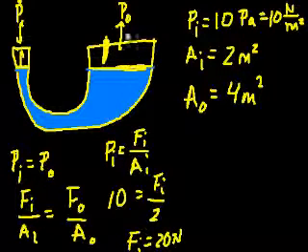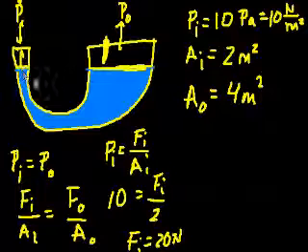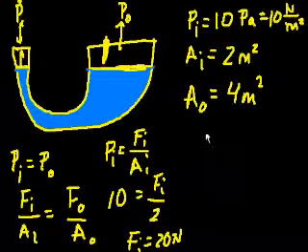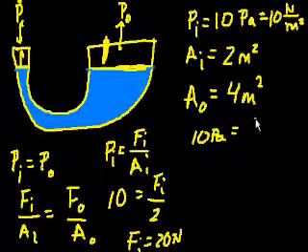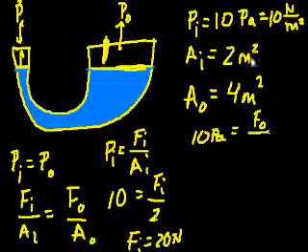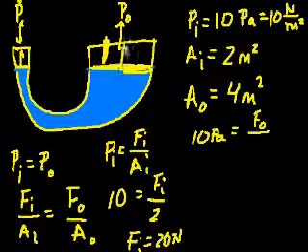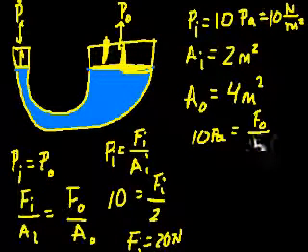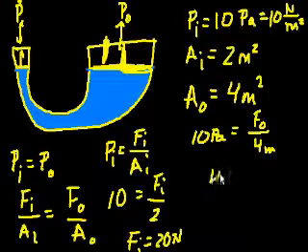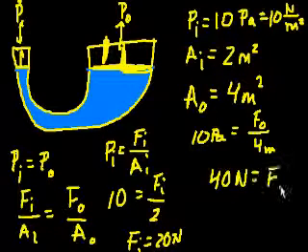So my question to you is, what is the output force? How much force is the system going to push upwards at this end? Well, we know that if my input pressure was 10 pascals, my output pressure would also be 10 pascals. So I also have 10 pascals is equal to my output force over my output cross-sectional area. I'll have a piston here, and it goes up like that, and that's 4 meters squared. So I do 4 times 10, and I get 40 newtons is equal to my output force.